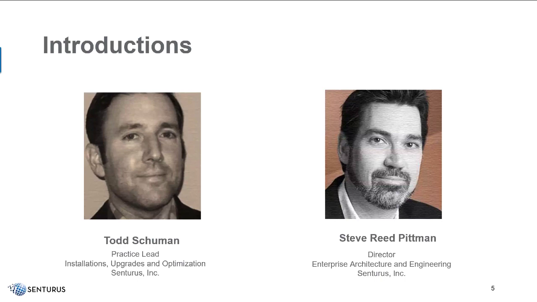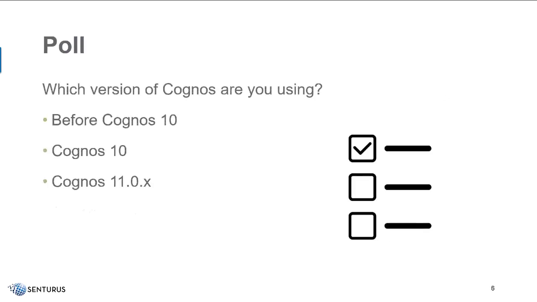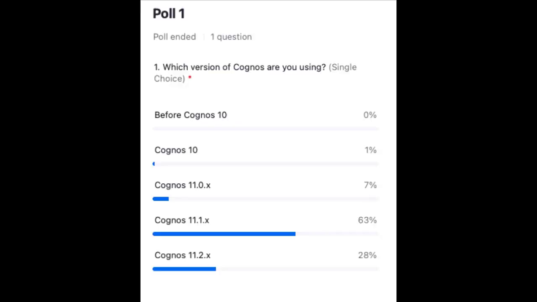So before we get started, we're going to do a quick poll. I just want to get a sense of what version of Cognos you're currently on. I'm assuming that you're all here because you're considering upgrading to 11.2.4. So let's take a look. Go ahead and enter your answers there. Everything from before Cognos 10 up to one of the current 11.2x versions. So we're going to close that out, share the results, so everybody can just kind of see where we are.